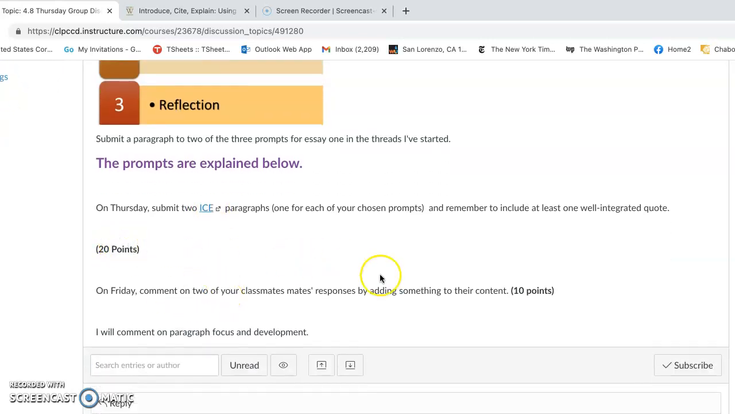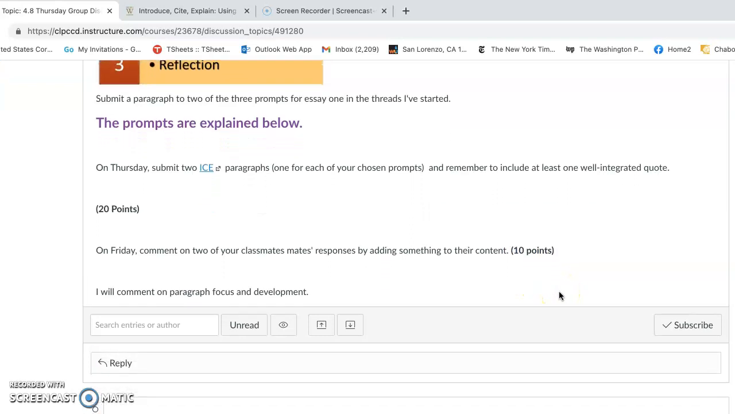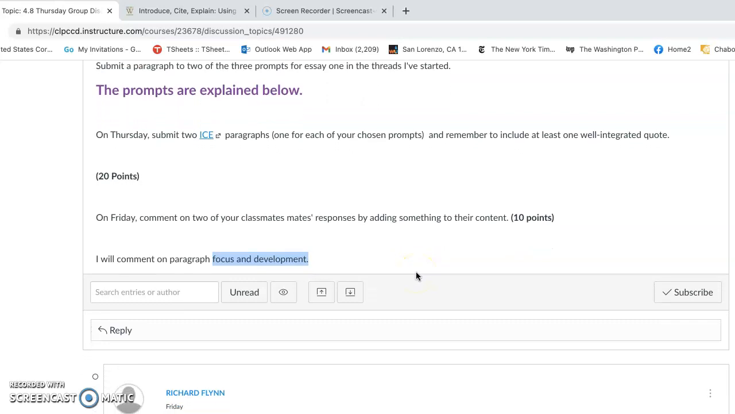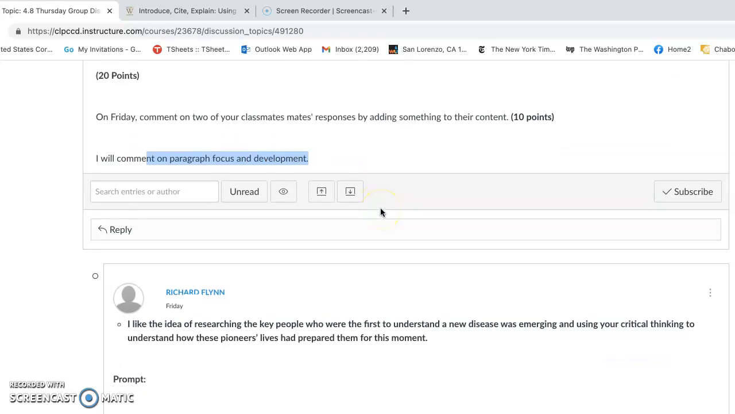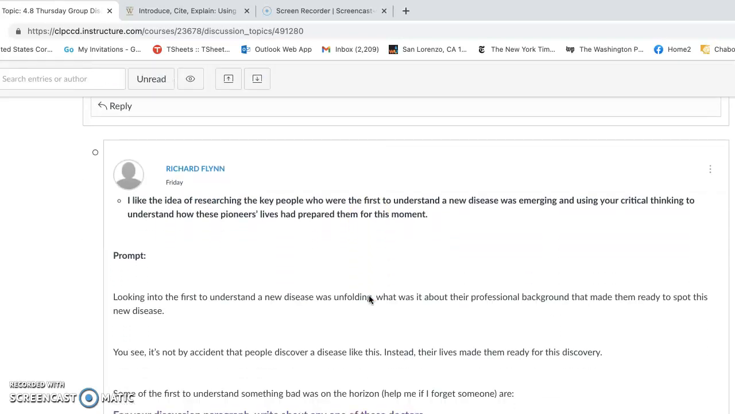Those are due today, Thursday, and then by tomorrow, Friday, you're going to respond to two of your classmates, add something to their content, and also look at how they focus and develop. And I'll also comment upon that as well, because that's kind of the English teacher thing, how well you are working with your composition. So two of these three prompts.